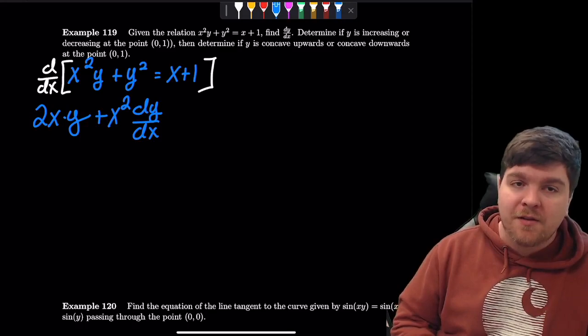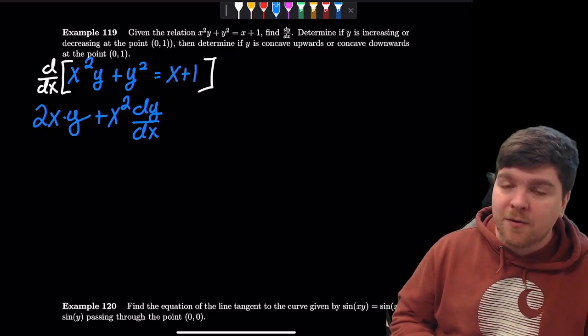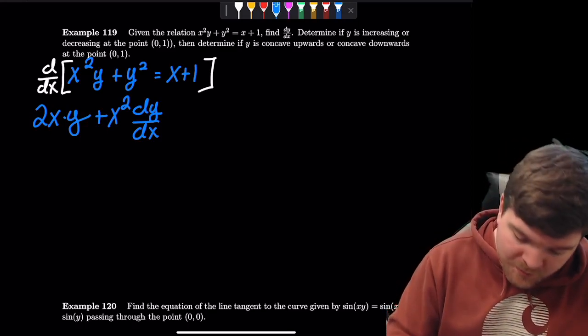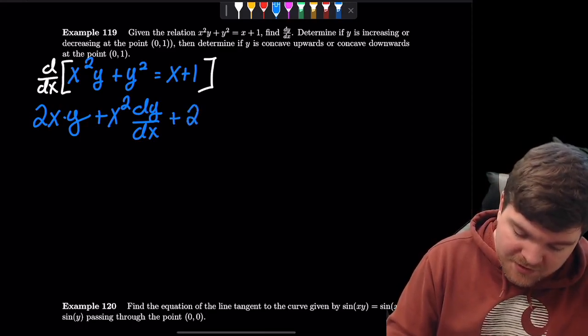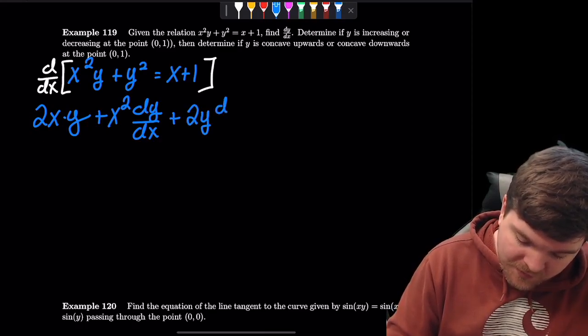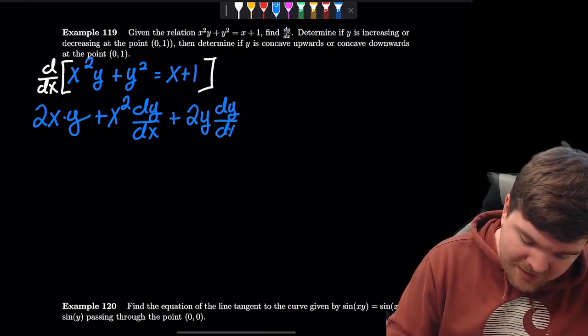So now we've taken the derivative of x squared times y. We'll move on to the derivative of y squared. This is something we should be familiar with. We've already taken this derivative in the last example. This is just going to be a 2y times dy/dx.